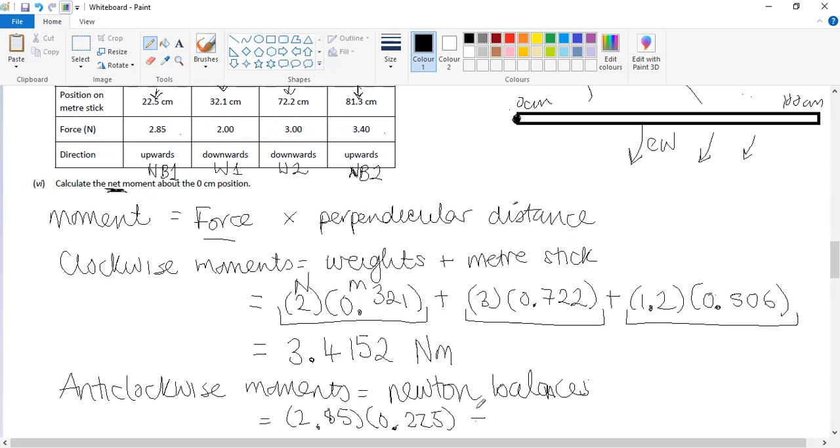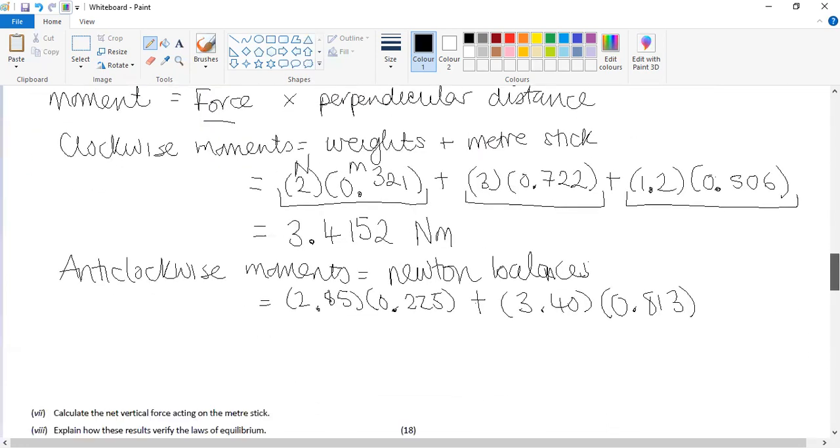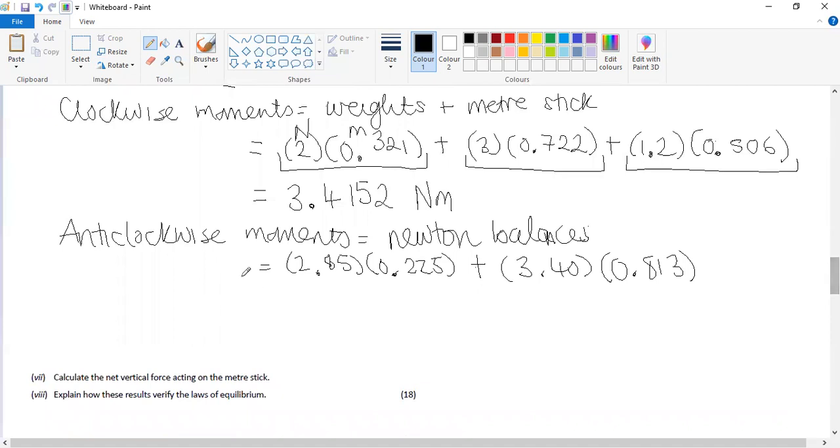So we're using everything that we've been given on the data table. Always a good sign, we're on the right track. The second one had a Newton reading of 3.40. Leave that as it is, and it was at the 81.3 centimeter mark on our meter stick, so it's going to be 0.813 meters. Again, I'm just going to give you an answer for that and see if you got on okay. And we have hopefully something pretty similar. So it's coming up at 3.4054. I have, again, Newton meters.